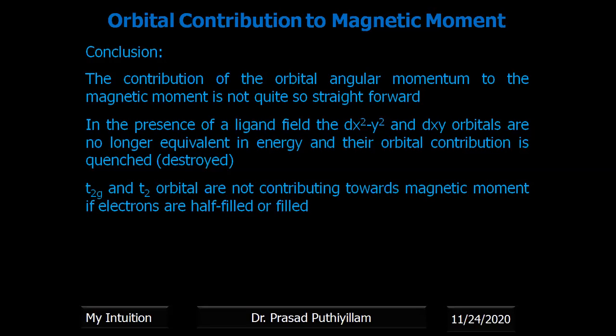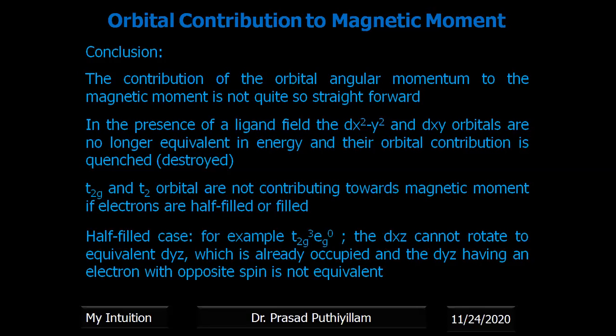T2g and T2 orbitals do not contribute towards the magnetic moment if electrons are half filled or filled. These T2g and T2 orbitals are degenerate, having the same shape, same size, and transformable. If half filled or completely filled, there is no unpaired electron, so it cannot contribute. That we see in the examples. The half filled case is T2g3, meaning three singly occupied electrons in the T2g system. Singly occupied means no identical spin, as explained there.